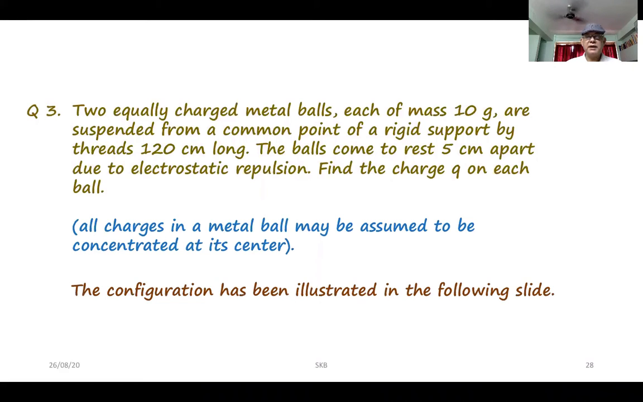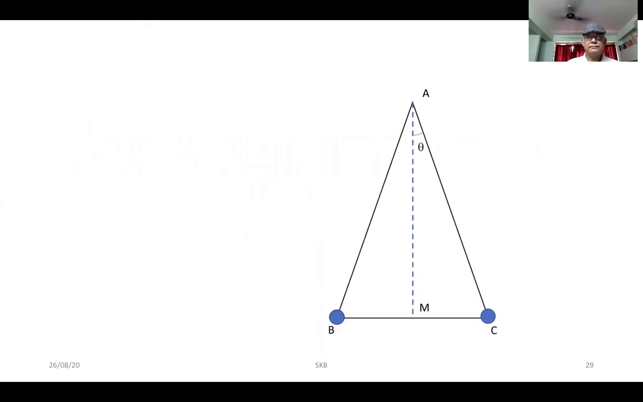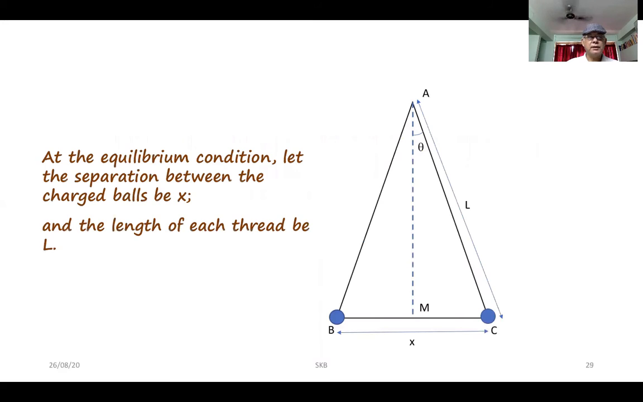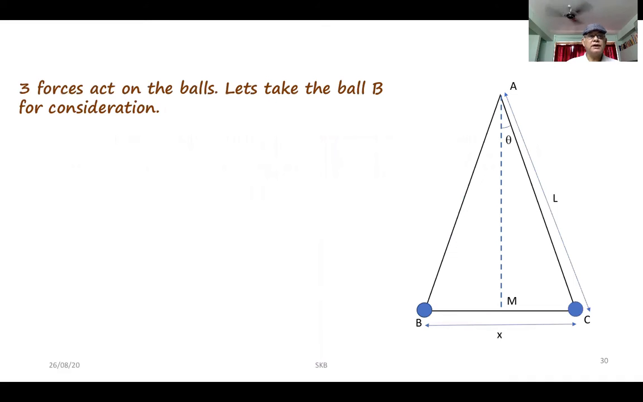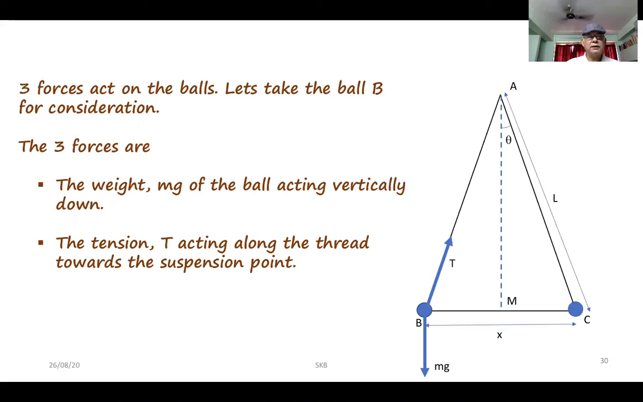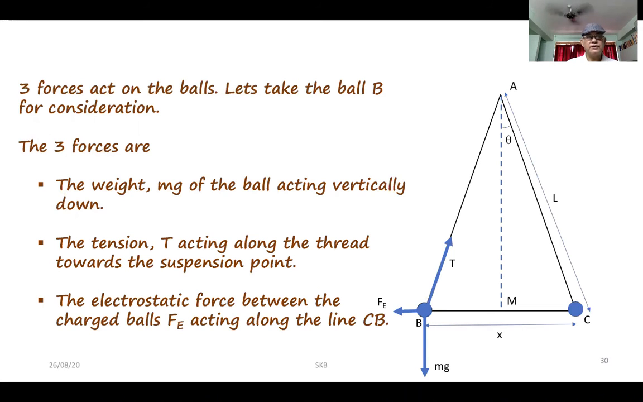The configuration has been illustrated in the following slide. At the equilibrium condition, let the separation between the charged balls be x and the length of each thread be L. Three forces act on the balls. Let's take the ball B for consideration. The three forces are the weight mg of the ball acting vertically down, the tension T acting along the thread towards the suspension point, and the electrostatic force between the charged balls Fe acting along the line CB.